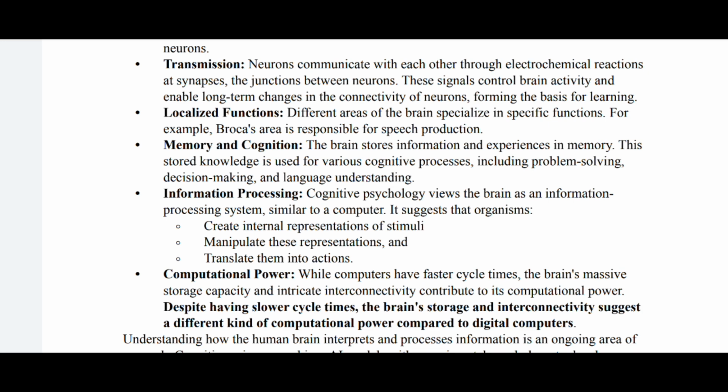Some points on how cognition and memory work include problem solving, decision making, and language understanding. So, information processing: cognitive psychology views the brain as an information processing system similar to a computer. It suggests that algorithms create an internal representation of a stimulus, manipulate this representation, and translate it into action. We can compare this to a computer.